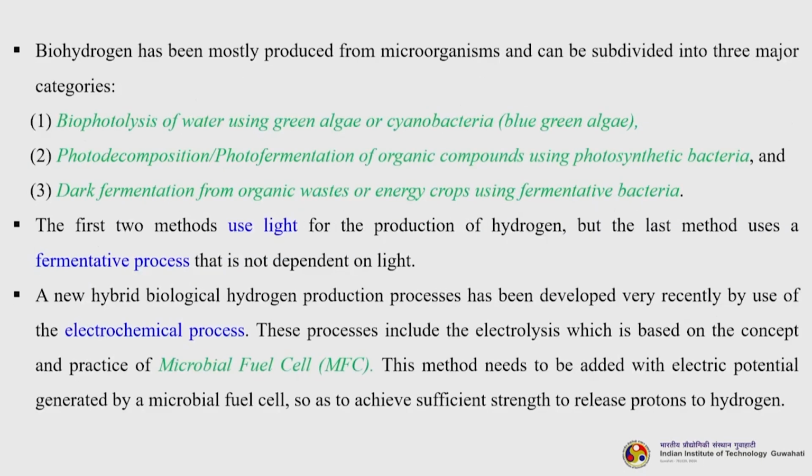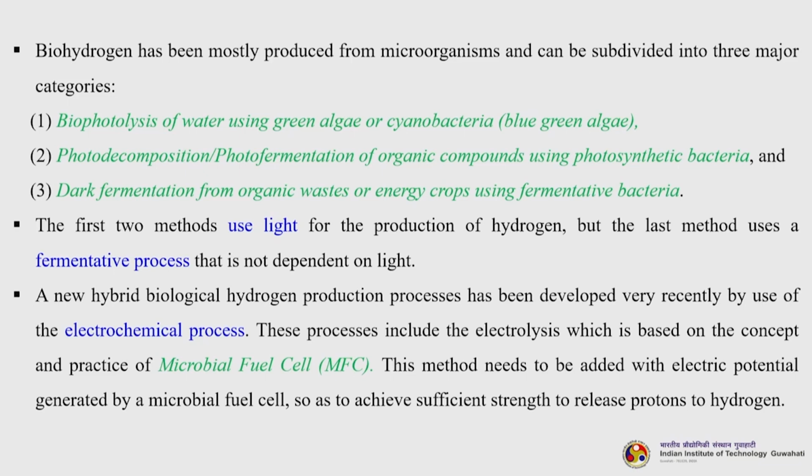So, biohydrogen has been mostly produced from microorganisms and can be subdivided into three major categories. So, biophotolysis of water using green algae or cyanobacteria, which are also known as blue green algae, photodecomposition or photofermentation of organic compounds using photosynthetic bacteria, and dark fermentation from organic waste or energy crops using fermentative bacteria. Now, the first two methods use light for the production of hydrogen, but the last method uses the fermentative process that is not dependent on light.